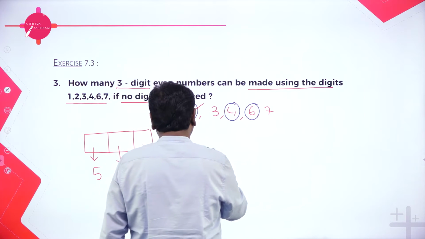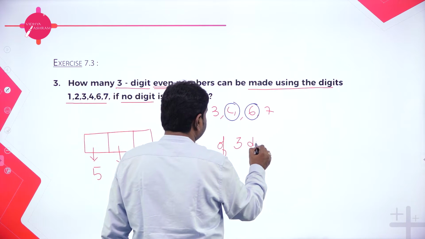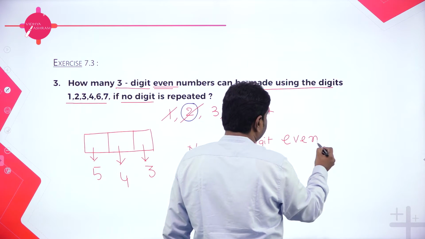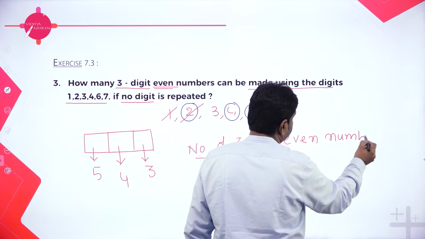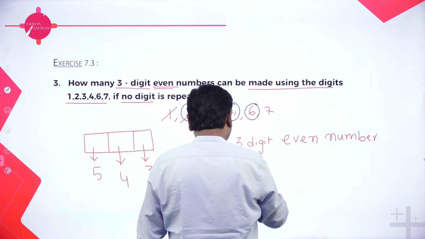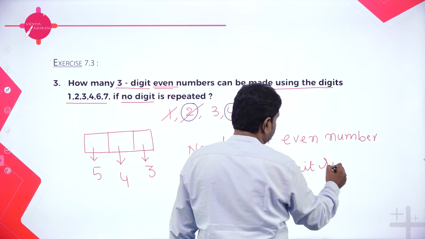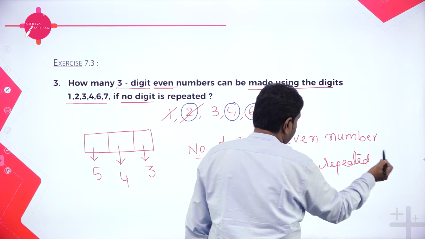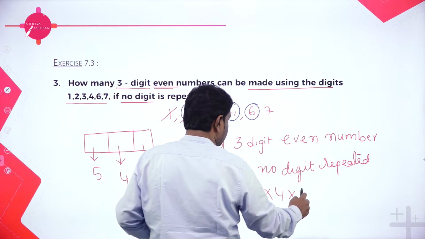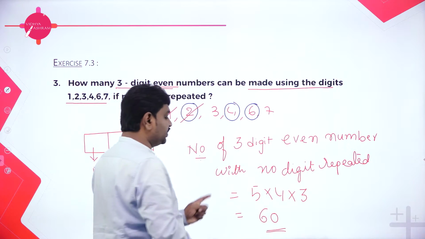So now what is the conclusion? Number of 3-digit even numbers with no digit repeated is equal to, what is the answer? 5 into, first box can be filled in 5 ways, second box can be filled in 4 ways, third box can be filled in 3 ways. 5 4s are 20, 20 threes are 60. So 60 different 3-digit even numbers are possible.